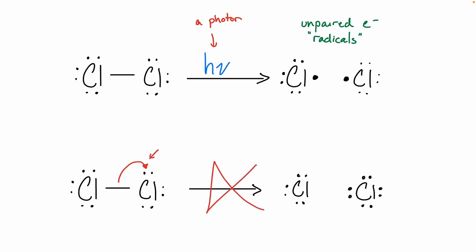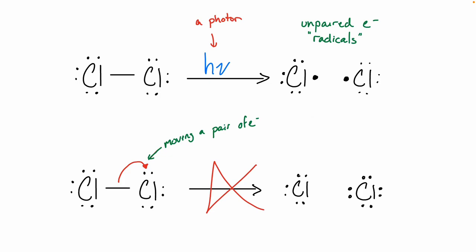These double-headed arrows, the arrows that we've been using all semester long, because they're what 99.9% of reactions have, these are for moving a pair of electrons. Right?